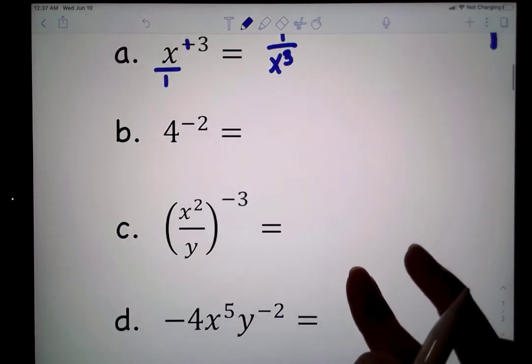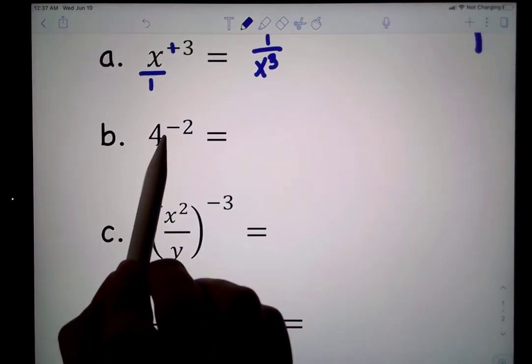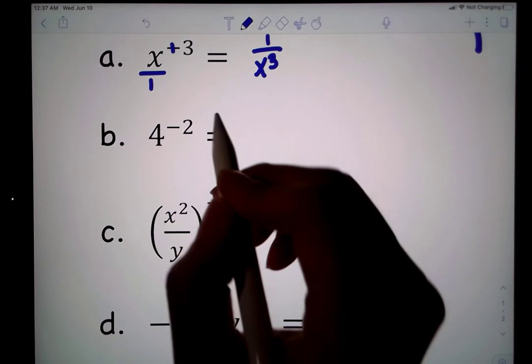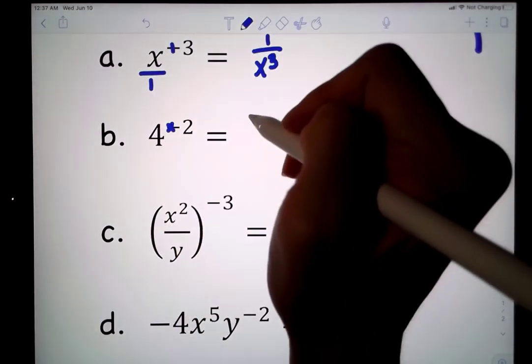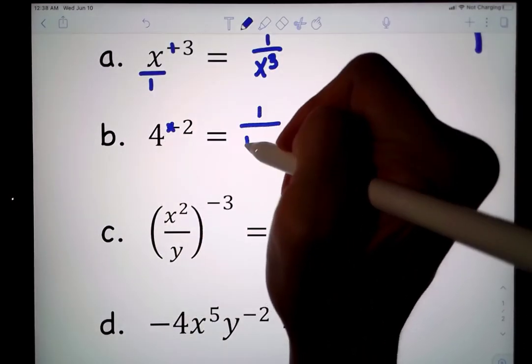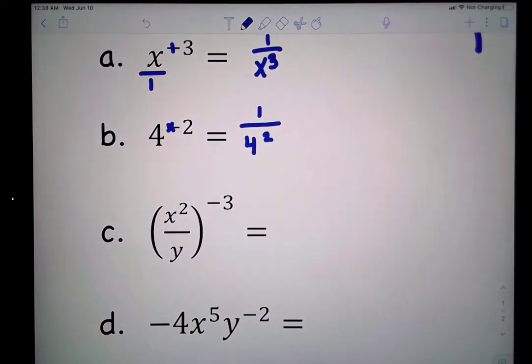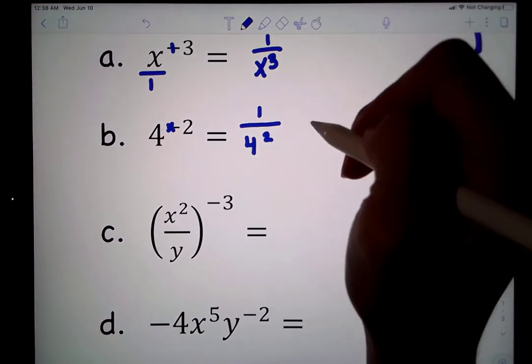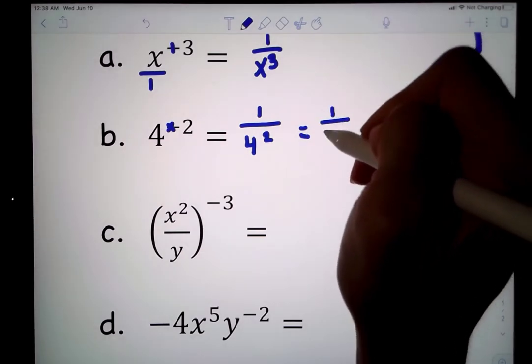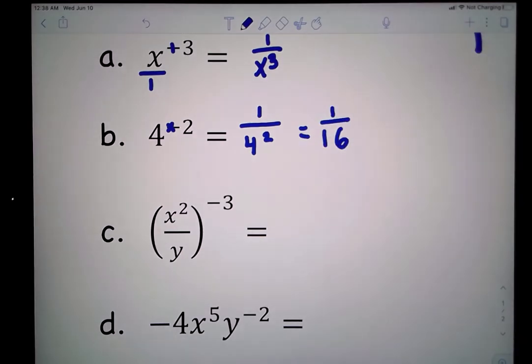And then look at B. Do you see this negative, right? So get rid of it, and you just make it 1 over 4 to the second power. What's 4 to the second power? 4 squared, 16. So I can just write it 1 over 16, right?